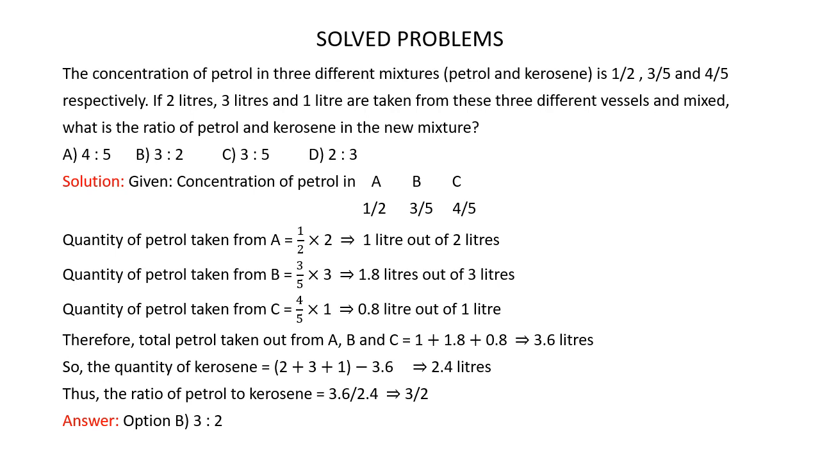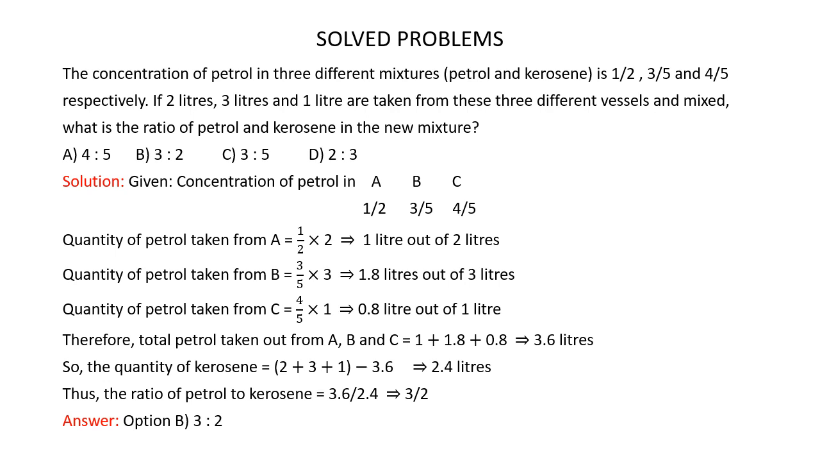Now it's given that 3 liters is taken from vessel B. So the quantity of petrol taken from B is equal to 3 by 5 multiplied by 3, which is 1.8 liters. So 1.8 liters out of 3 liters is petrol. Now it's given that 1 liter is taken from vessel C. So quantity of petrol taken from C is equal to 4 by 5 multiplied by 1, which is 0.8 liters. So 0.8 liters out of 1 liter is petrol.